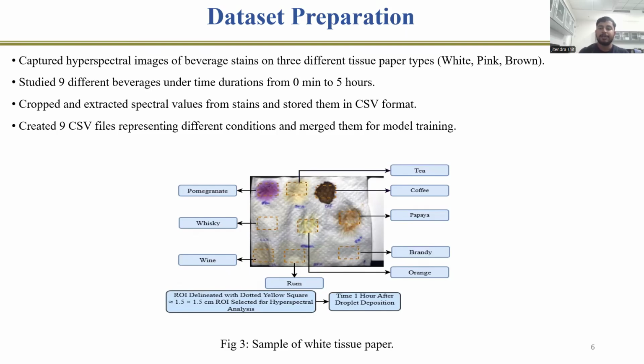And we have created 9 separate CSV files for all the beverages, and we merged them into a single CSV file for our implementation purpose. In the figure below you can see a sample of one white tissue paper, and we have marked all the beverages on it, and we have poured almost 0.5 milliliter to 1 milliliter of each beverage onto the tissue paper.